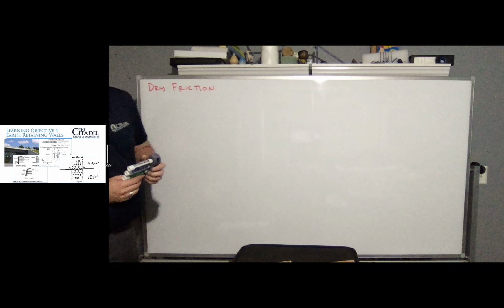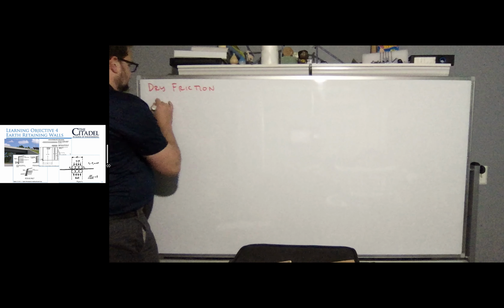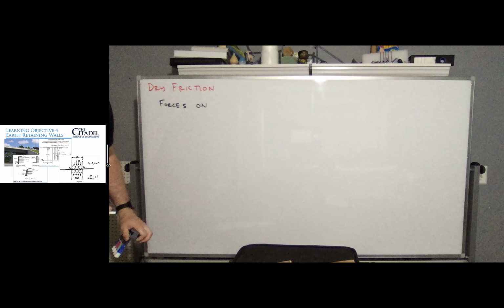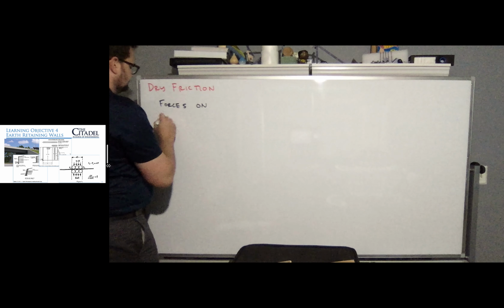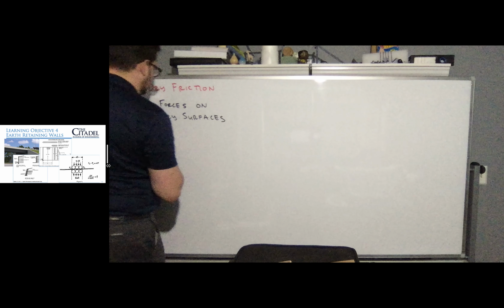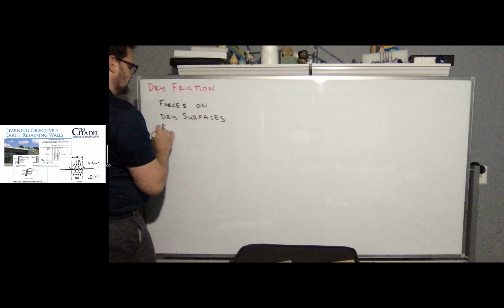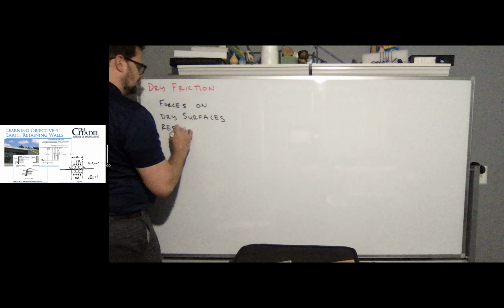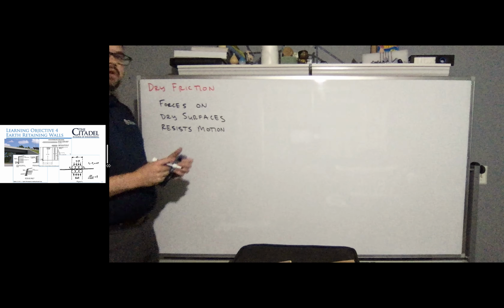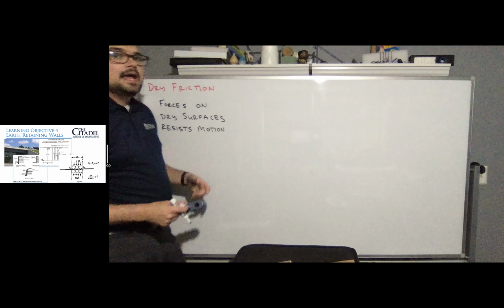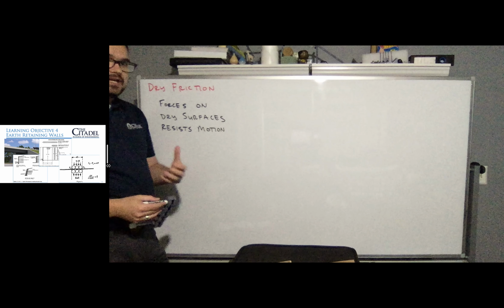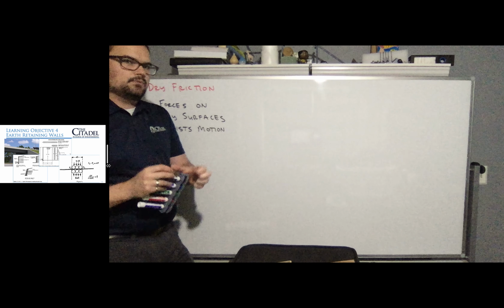So dry friction is simply the forces on dry surfaces, hence the dry part. And this is the key, the forces on dry surfaces that resist motion. And so friction is always trying to keep things from moving, which is great because we love it when things don't move. Yay, nothing moves. And so friction is going to be resisting motion. And so in this lecture today, we're going to start talking about motion a little bit, but really it's static, so nothing moves.